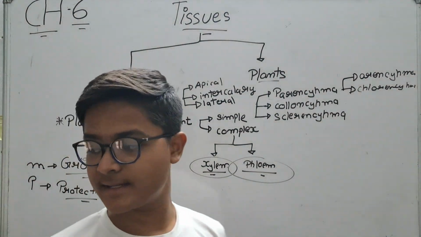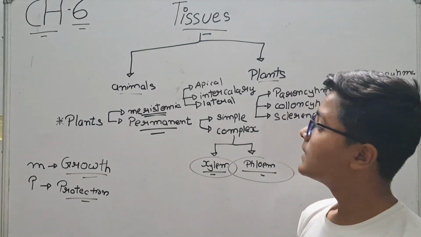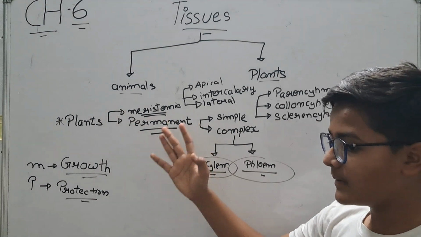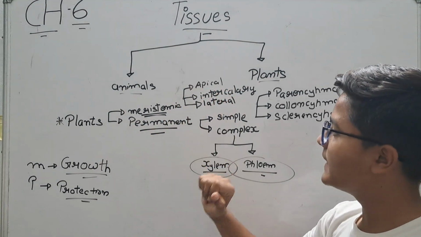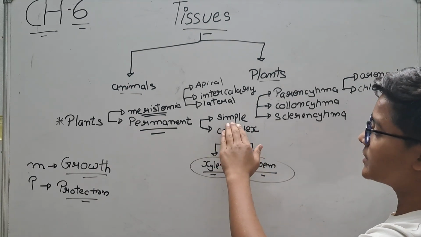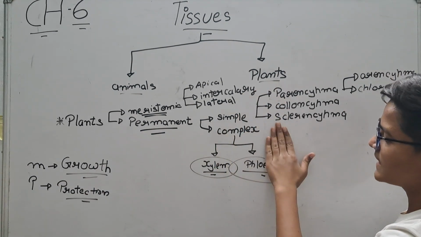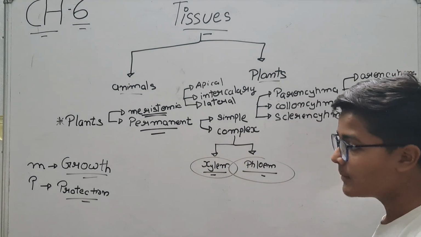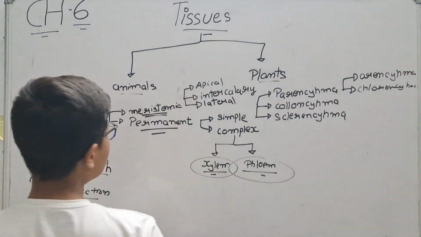Students, as I have said, in plants there are meristematic and permanent. In meristematic, apical, intercalary, and lateral. In permanent, simple and complex. The further division of simple is parenchyma, collenchyma, and sclerenchyma, and in complex, xylem and phloem.